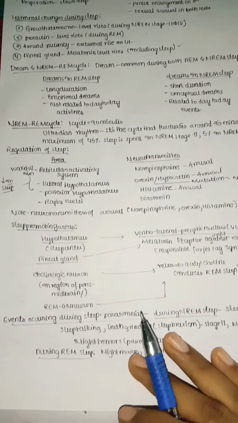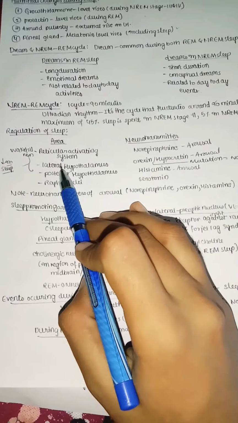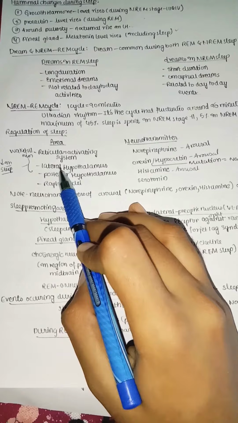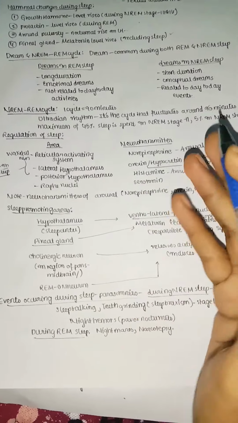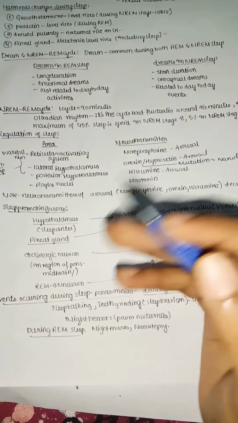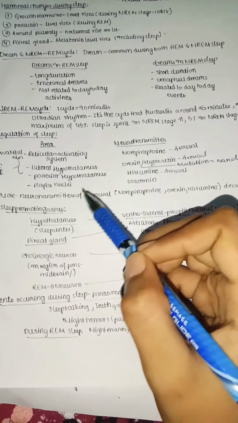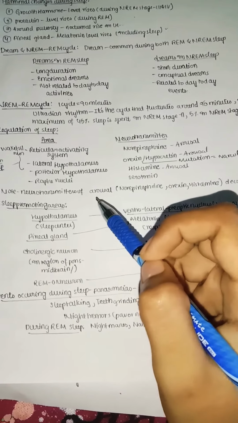Let us see the regulation of sleep, its areas and neurotransmitters. So the reticular activating system mainly releases norepinephrine. This is useful for arousal. So when you are in the awake stage, you have more norepinephrine, or for arousal we need norepinephrine. And from the lateral hypothalamus you have orexin, hypocretin. It is also useful for arousal.